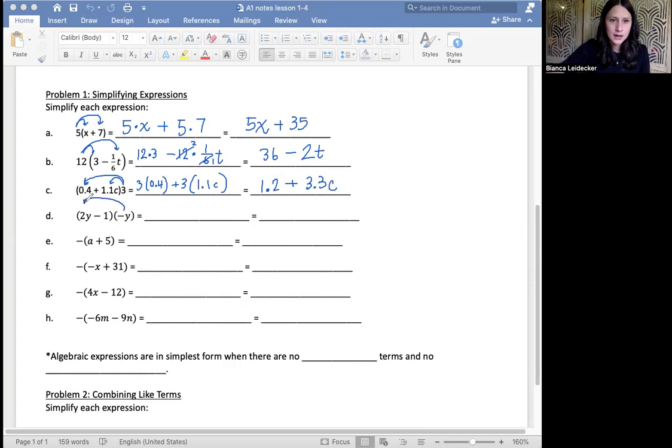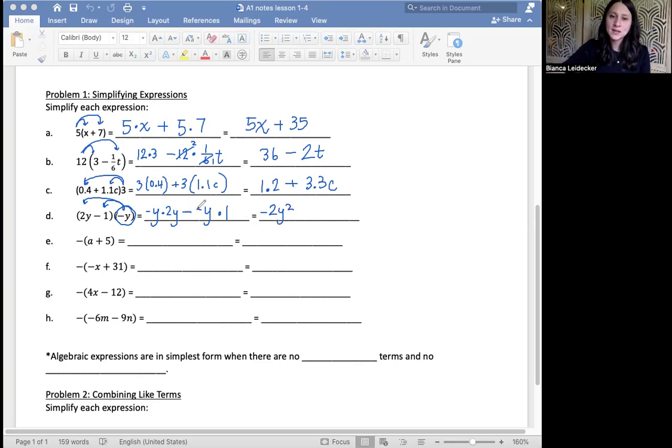I'm going to distribute this in. Now, be careful here because what I'm distributing in is a negative y. So I'm going to show you how this would look. Negative y times 2y minus negative y times 1. Okay, so if I'm looking at this negative y times 2y, y times y is y squared. So now I have negative 2y squared.